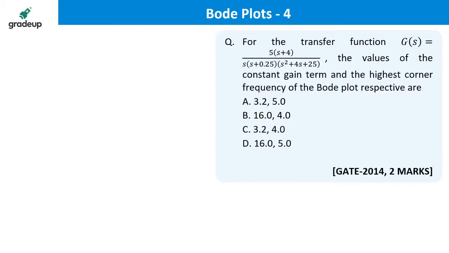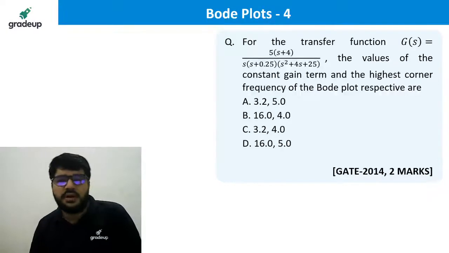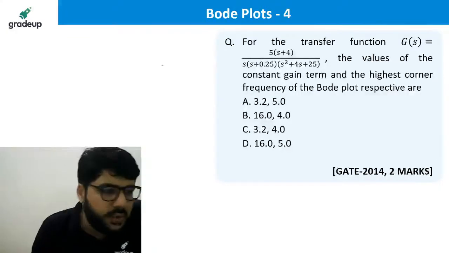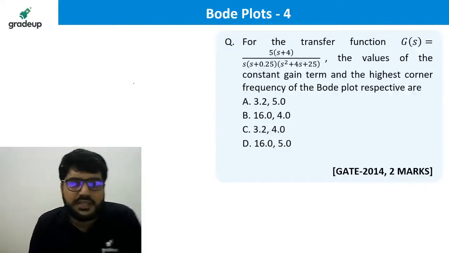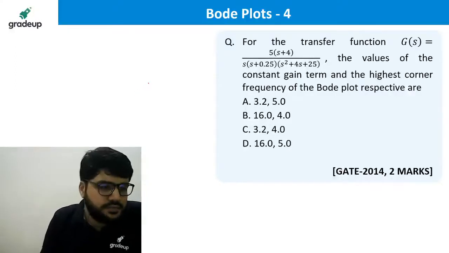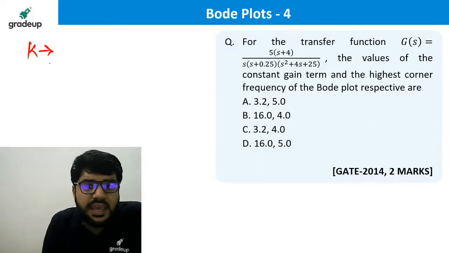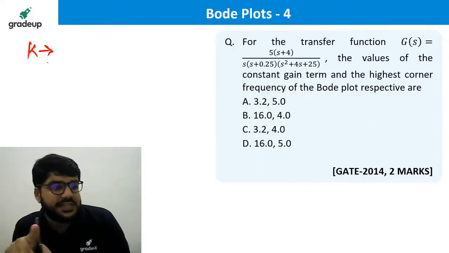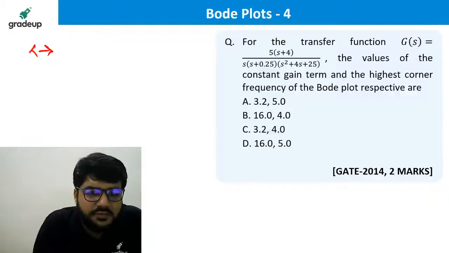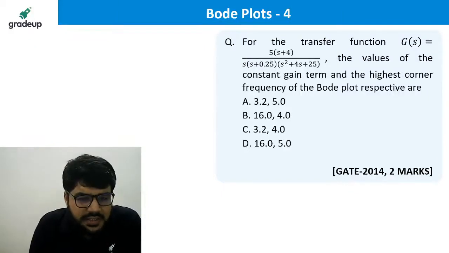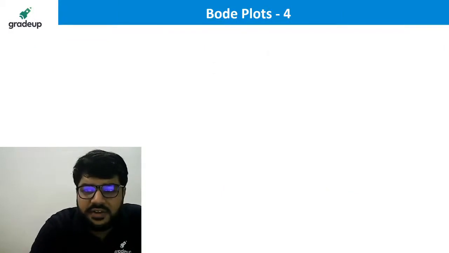For the transfer function G(s) equal to 5(s plus 4) upon (s plus 0.25)(s square plus 4s plus 25), the values of the constant gain term and the highest corner frequency of the Bode plot respectively are equal to what? Yes, so I had given you the hints to solve that. K means the K in the Bode plot when the transfer function is expressed in the standard form. So let us directly focus on writing the standard form by the hints that I've given you yesterday.